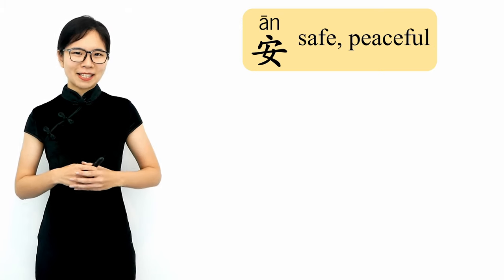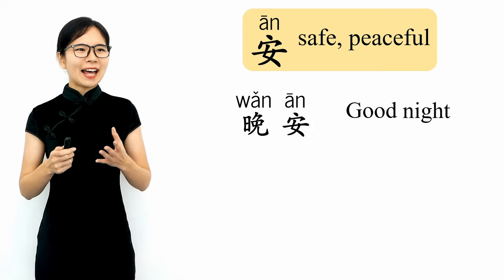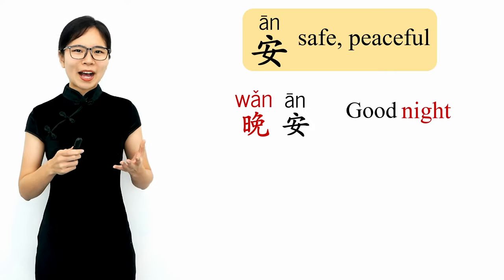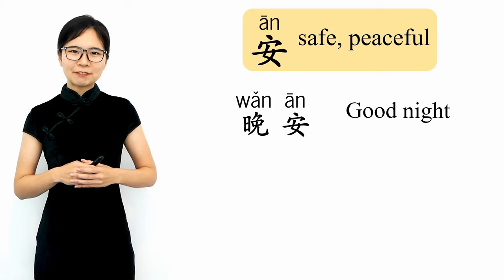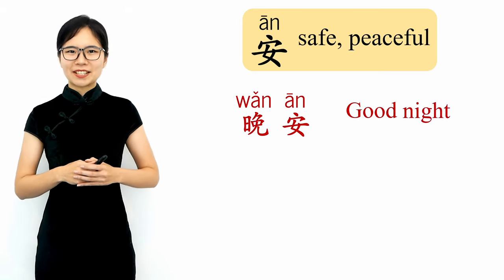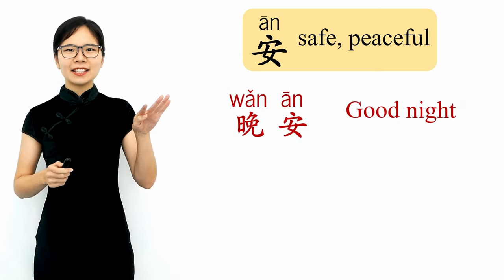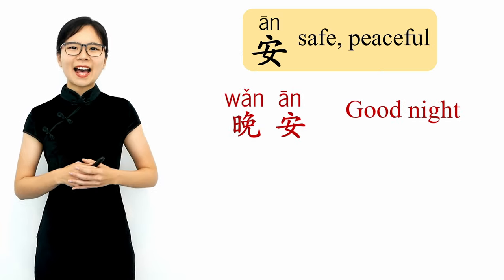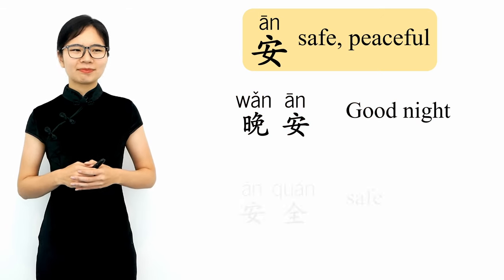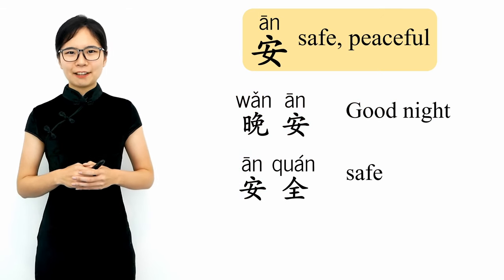Let's have a look at some example words. 晚安. The character 晚 means night or evening, and 晚安 means have a peaceful evening or good night. 晚安, 晚安, good night.